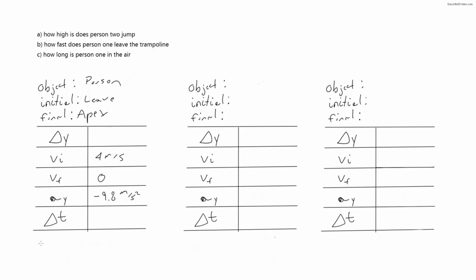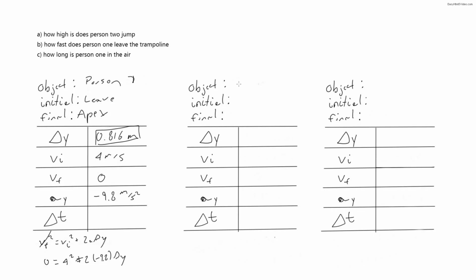So to solve for delta y, the easiest one to use is this one right here, Vf squared equals Vi squared plus 2a delta y. Simply plug in 0 here, and you get 4 squared is equal to, or sorry, plus 2 times negative 9.8 times delta y. And if you solve for delta y, you get 0.816 meters. So that's our solution to problem A.